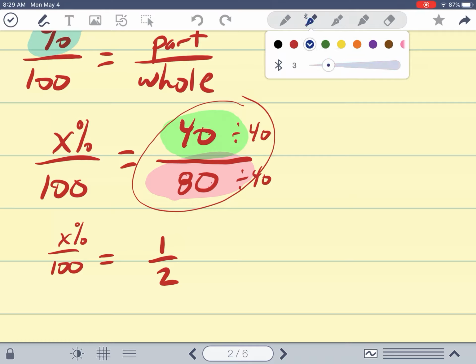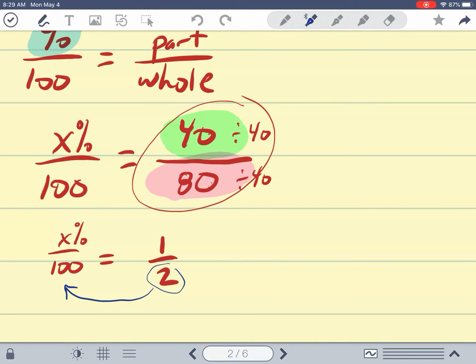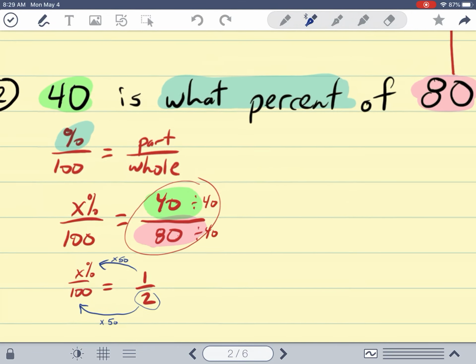Let me do a little bit different color. What we're going to do to scale is you say that 2 multiplied by what gives me 100? Multiplied by 50. So that means you're going to multiply the top by 50. So 1 times 50 gives me, not 1, not 0, good, 50. So that means that our x would be equal to 50%.